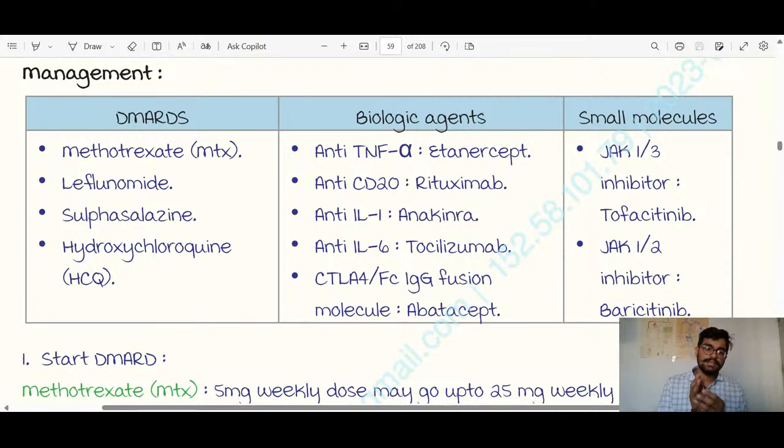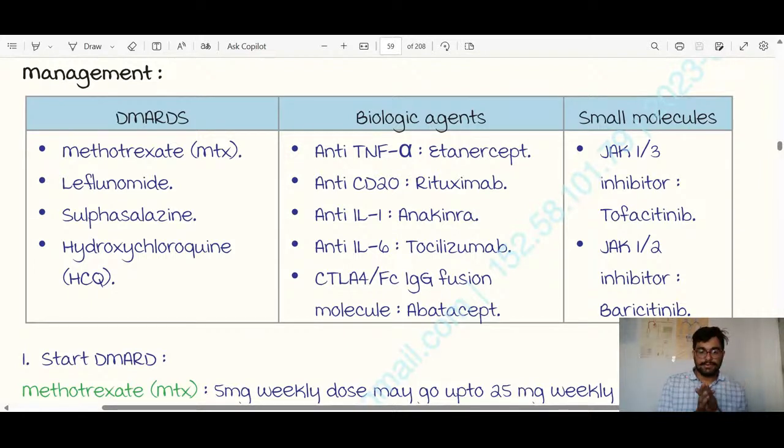DMARDs: methotrexate, leflunomide, sulfasalazine, hydroxychloroquine, HCQ. These are all DMARDs. Biological agents: anti-TNF alpha etanercept, anti-CD20 rituximab, anti-interleukin 1 anakinra, anti-interleukin 6 tocilizumab, CTLA4 with Fc IgG fusion molecule abatacept.